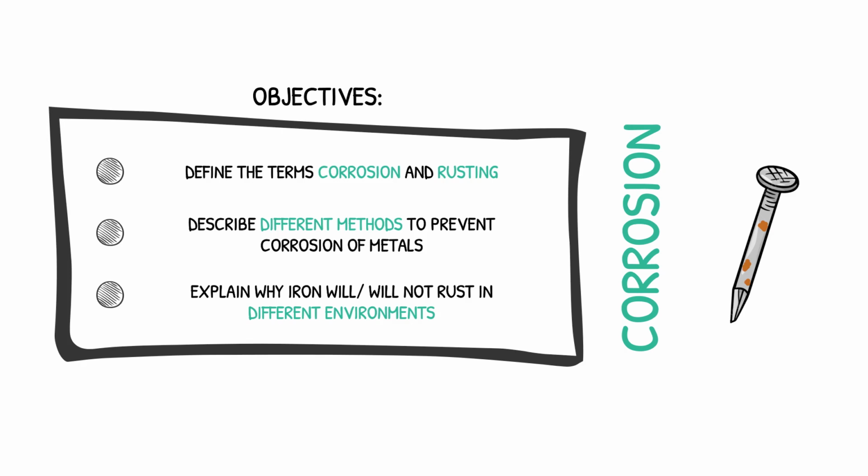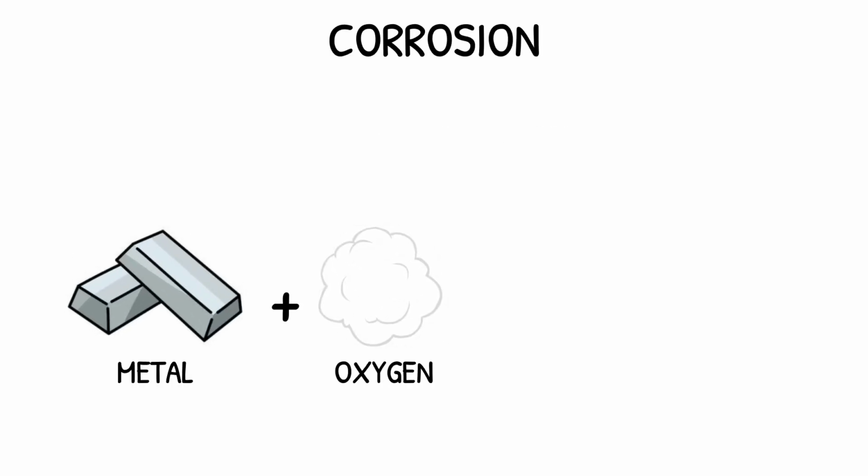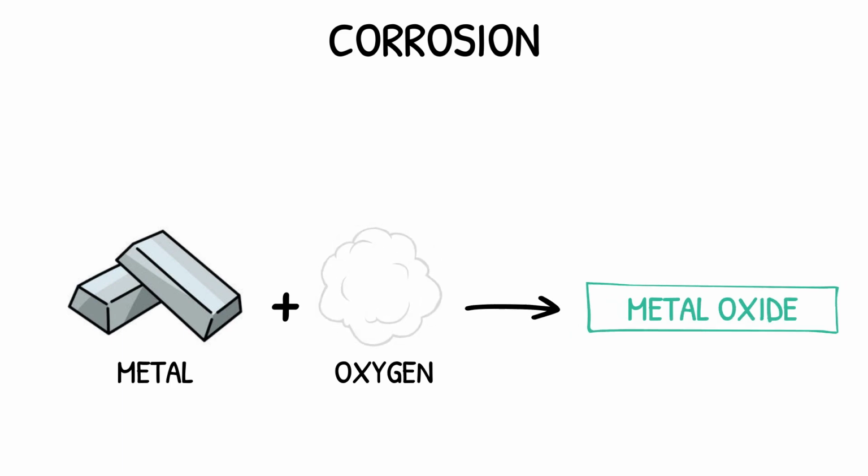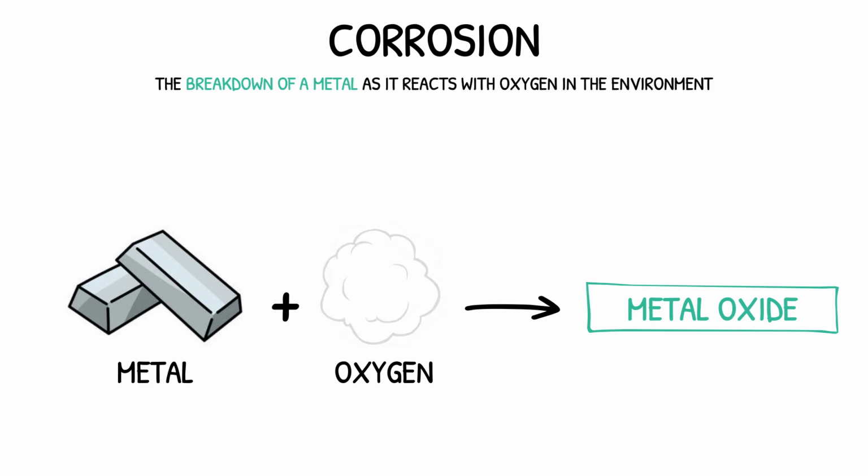So, let's go. When a metal reacts with oxygen in the air, a metal oxide is formed. We say the metal has been oxidized. Corrosion happens when the metal continues to oxidize, breaking down and becoming weaker over time. The more reactive a metal is, the more rapidly it corrodes.